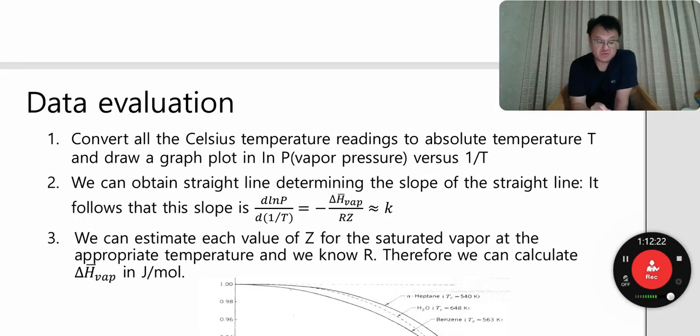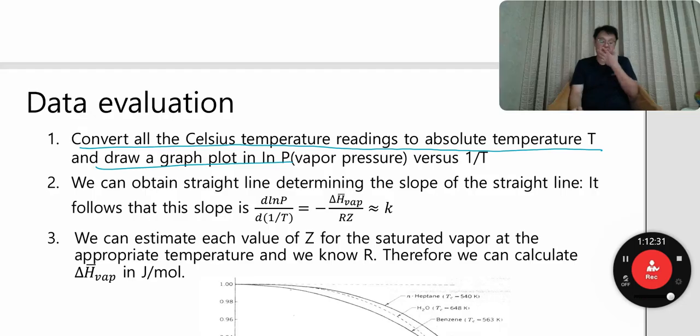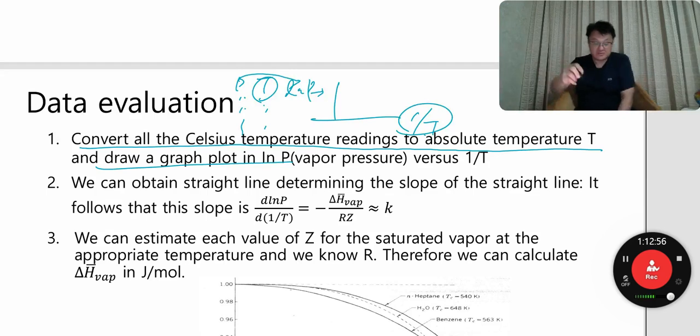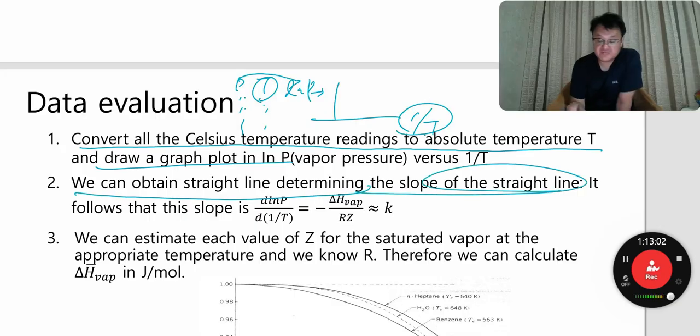For data evaluation, convert all the Celsius temperature readings to absolute temperature T and draw a graph plotting ln P versus 1 over T. You have many P values and many T values you can take from your movie, so you will have respective ln P values and 1 over T values: ln P on the y-axis, 1 over T on the x-axis. Plot your data points, okay? And then you draw a straight line.